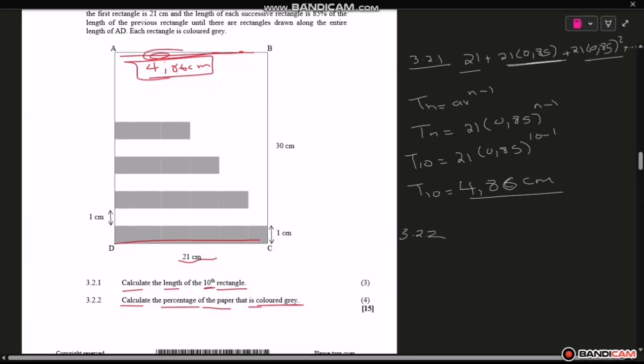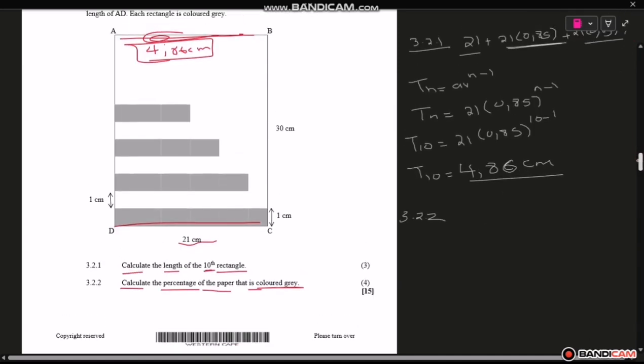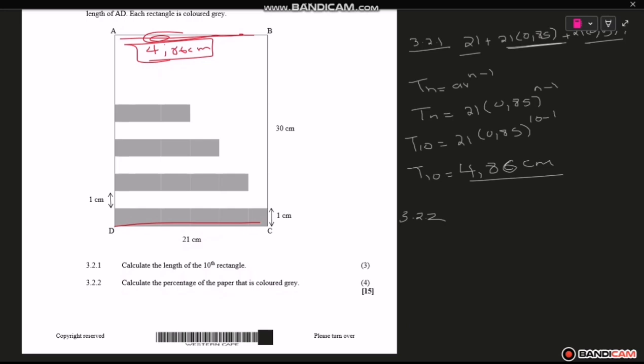But we are not just calculating the percentage of the white spaces or the white paper, but the gray paper. I hope that makes sense. So let's see how we're going to calculate it. We know that this series that's going on here, we're having what? Geometric series. As we were doing 3.21, we found that it is the arithmetic sequence, and the geometric series is the continuation of the arithmetic sequence. I hope that makes sense.